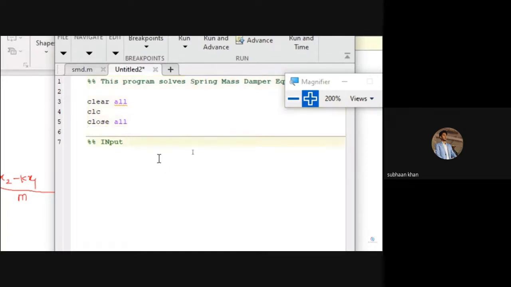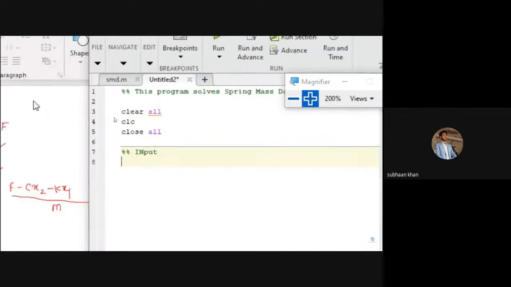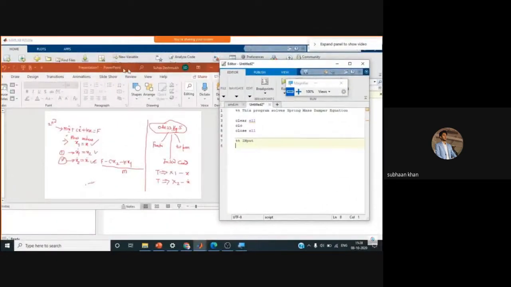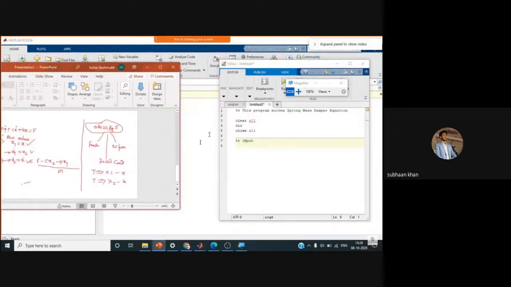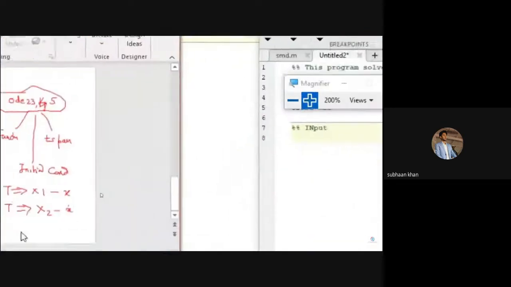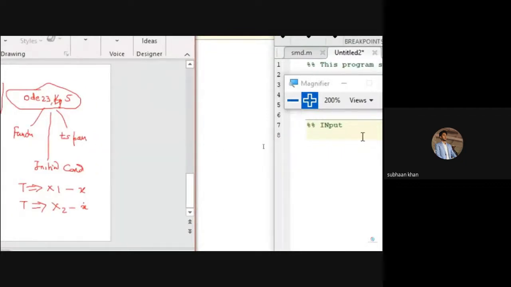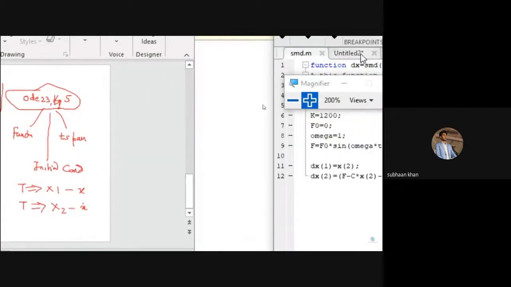Close all means if some picture is ready, if a figure is there, that also will get closed off. So then as an input, you can just remember one thing here. In this case, what is the input needed into this call? We need a function which we created here. This is nothing but my function.